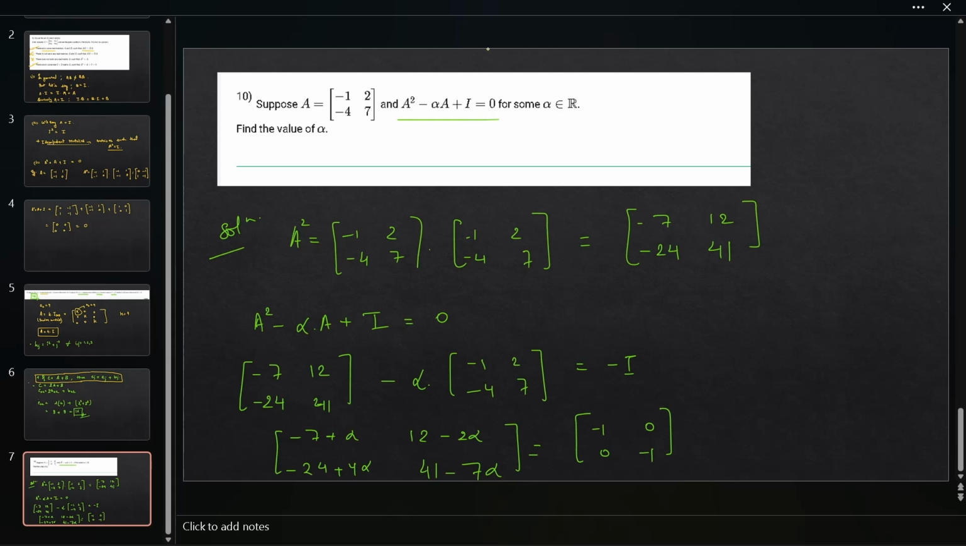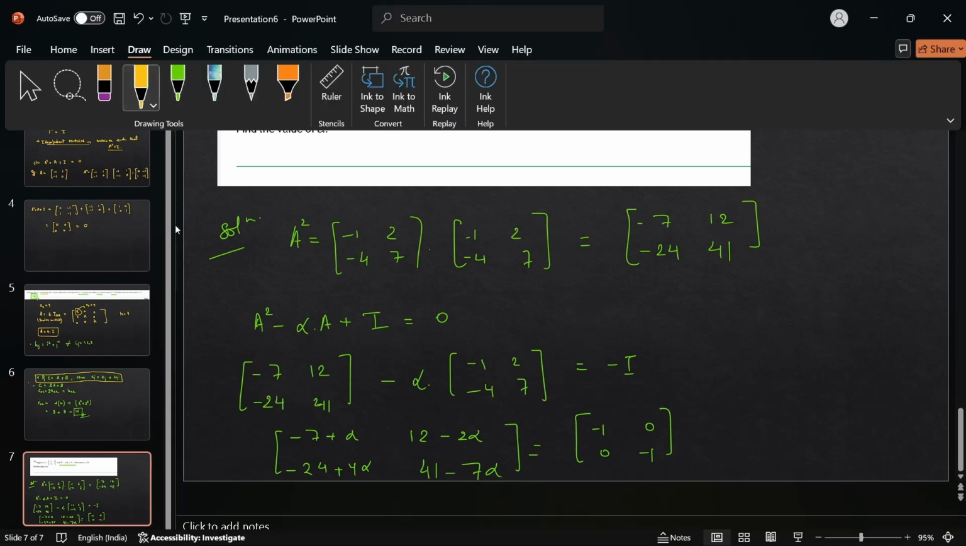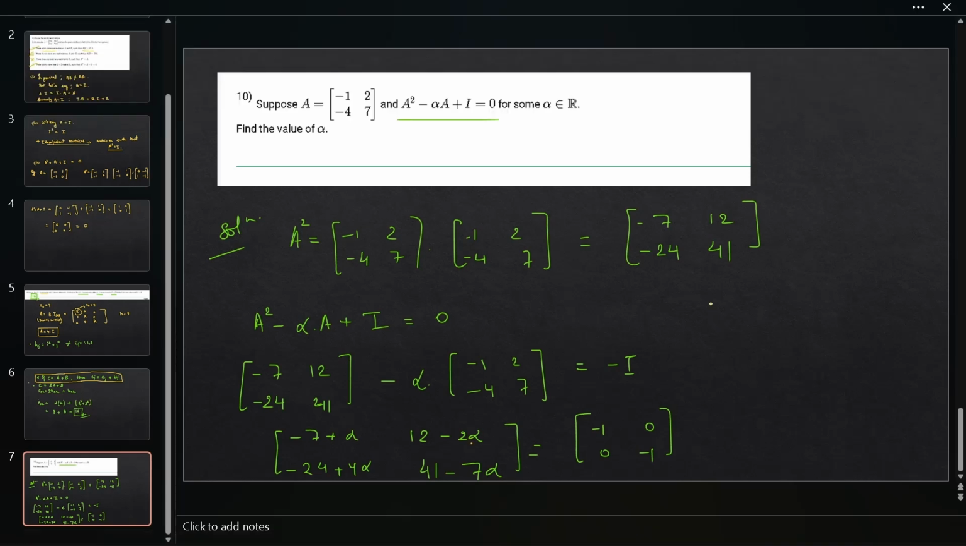Now again, we know if two matrices are equal, then their corresponding terms are equal. Here we can compare any of the corresponding terms. So let's say we are comparing 12 minus 2 alpha with 0. So 12 minus 2 alpha is equal to 0. That means 2 alpha is equal to 12 and alpha is equal to 6. So here the value of alpha is coming out to be 6 and that is our answer in this case.